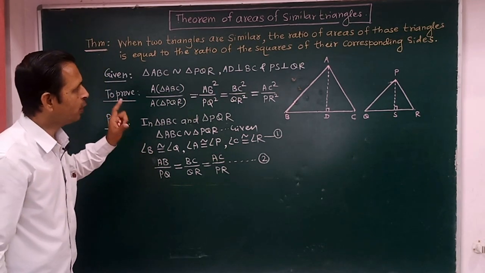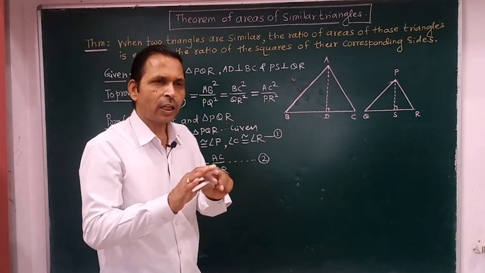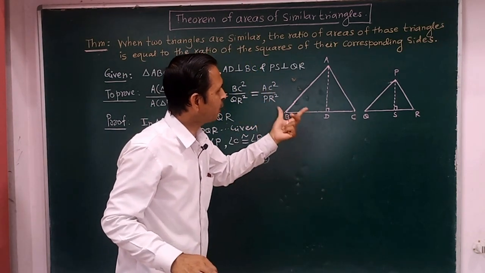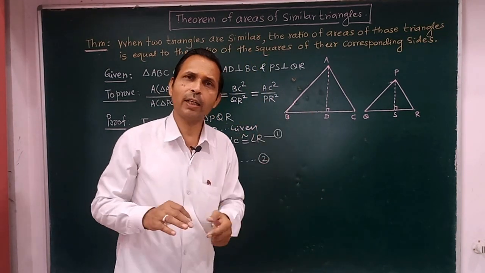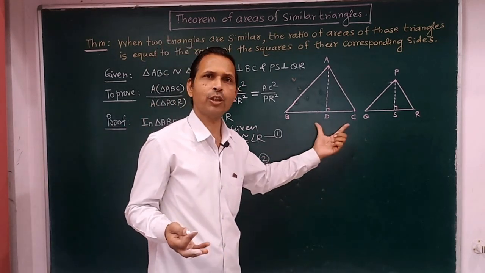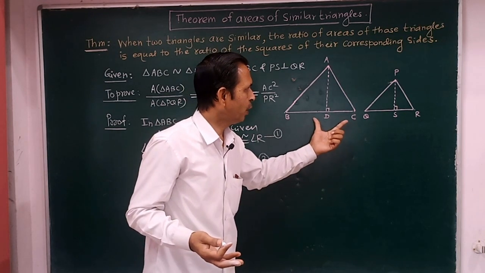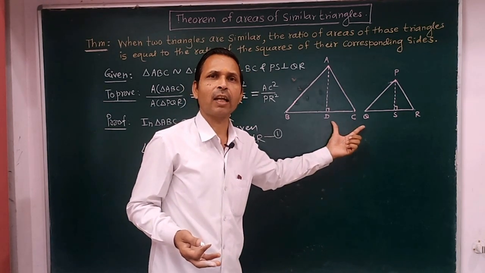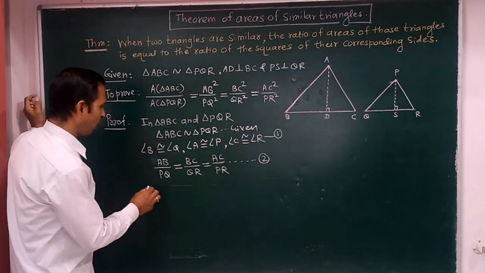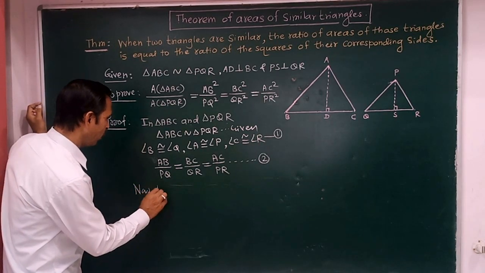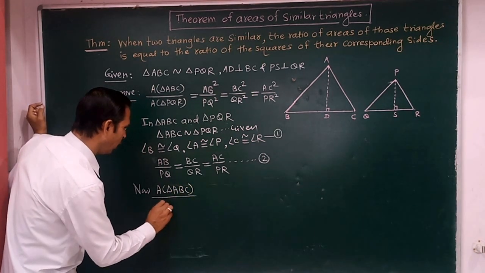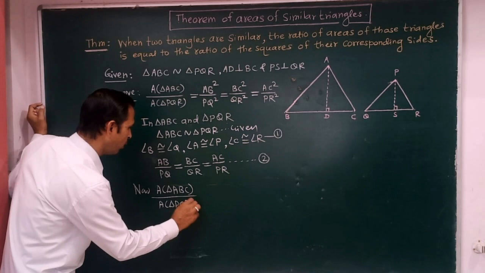Now suppose we consider that these triangles are not similar. When we observe that the triangles are not similar, can we write the ratio of the areas of these two triangles? Yes, we can write the ratio of areas of these two triangles, even if we don't know whether they are similar or not. Now write here area of triangle ABC divided by area of triangle PQR.